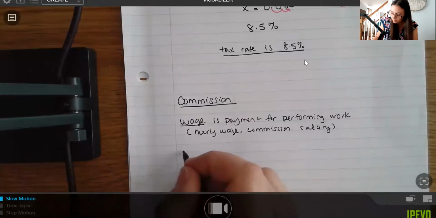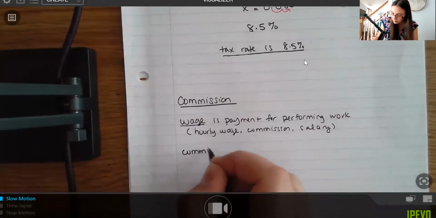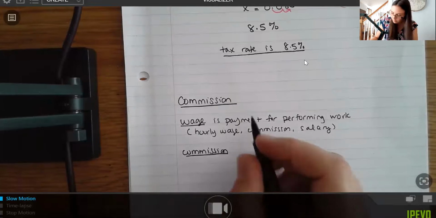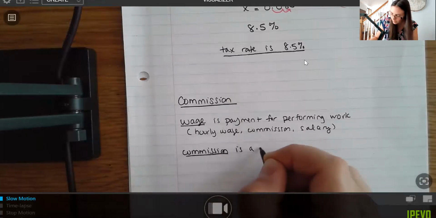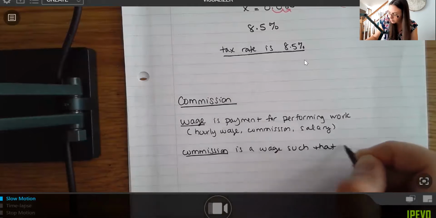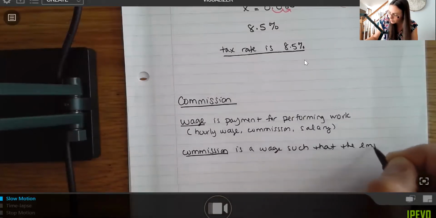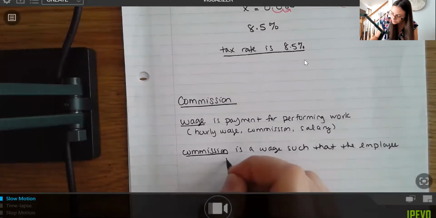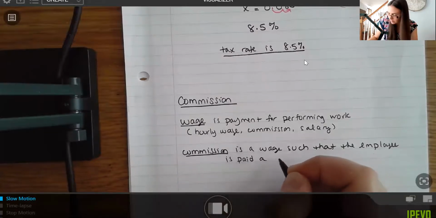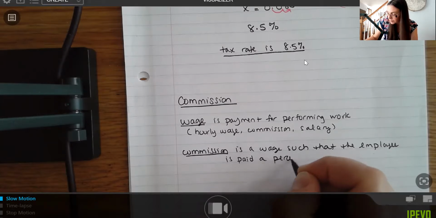And a commission is a wage such that the employee is paid a percent of their total sales. Okay.